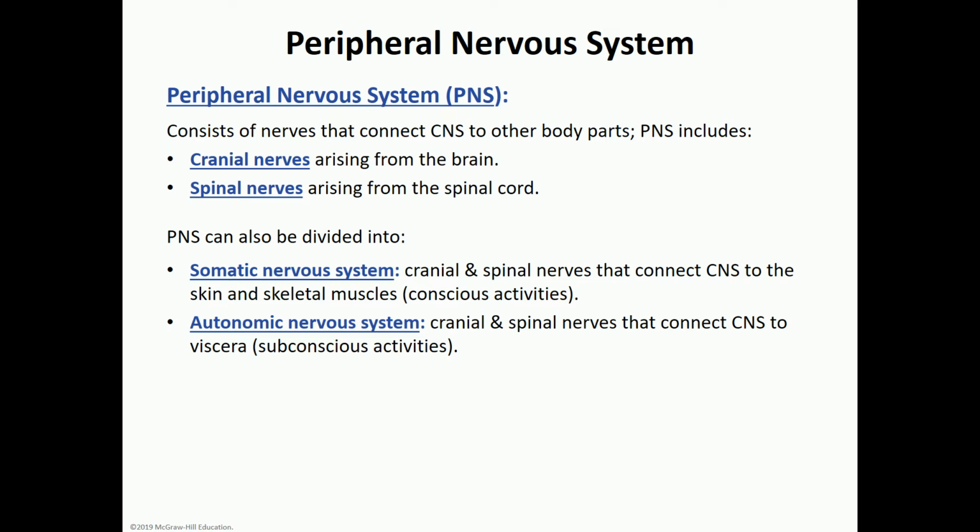The peripheral nervous system is divided function-wise into the somatic nervous system, which controls the skeletal muscles and carries sensory information from the skin, while the autonomic nervous system handles more of the subconscious activities and connects your CNS to the viscera.